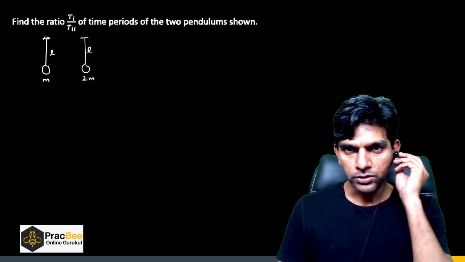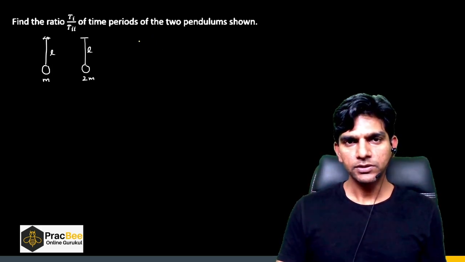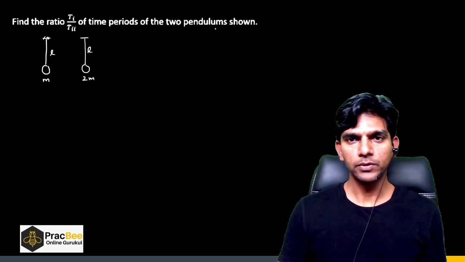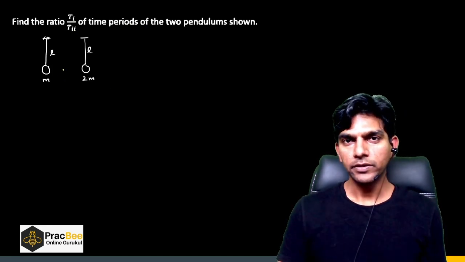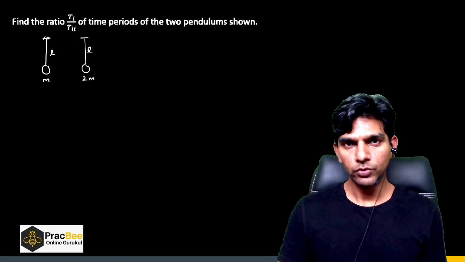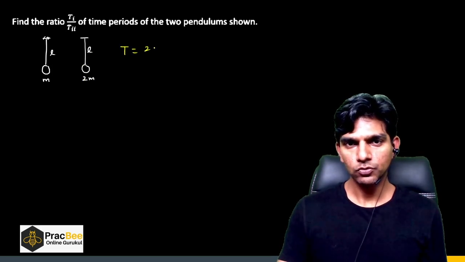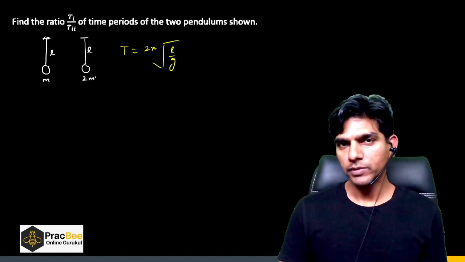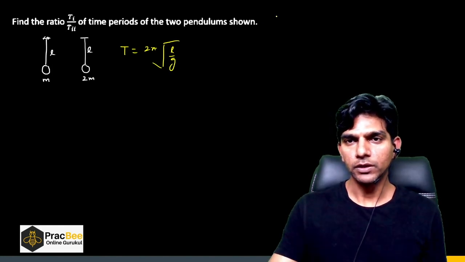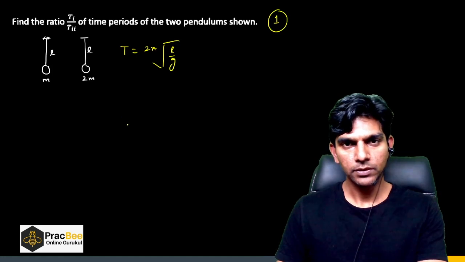Now the next question is from oscillation. We have to find the ratio of the time periods of two simple pendulums, and the only difference between these two pendulums is the mass of the bob. We know that the time period is 2 pi root L by g. It does not depend upon the mass, so the ratio will be 1. So 1 is the answer of this question.